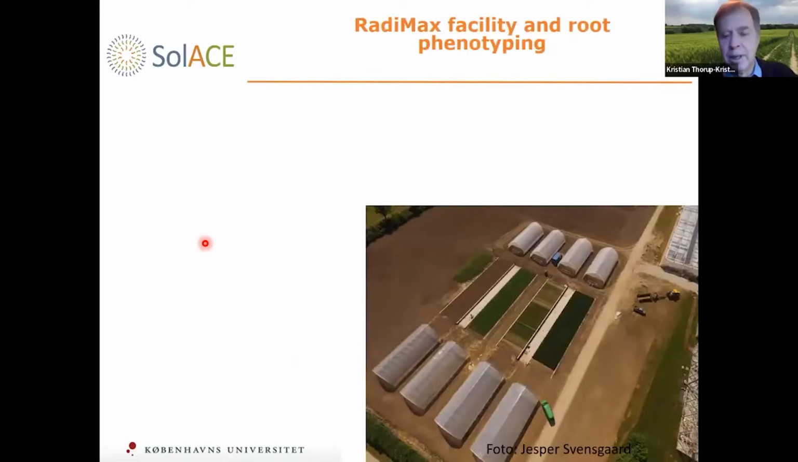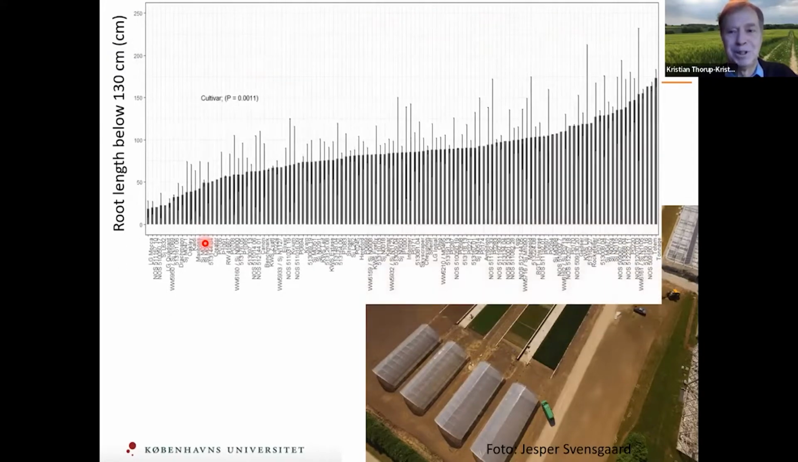We are working with this in many ways, and you will see various examples later on. This is a picture of the facility where you will get a virtual tour a little bit later. So one of the things we are doing now is working together with breeders to look for the genetic variability in deep rooting, and in a facility like that, we get data like this. You can see here the names of a lot of genotypes and breeding lines, and you can see the very different root length recorded below the depth of 130 centimeters.